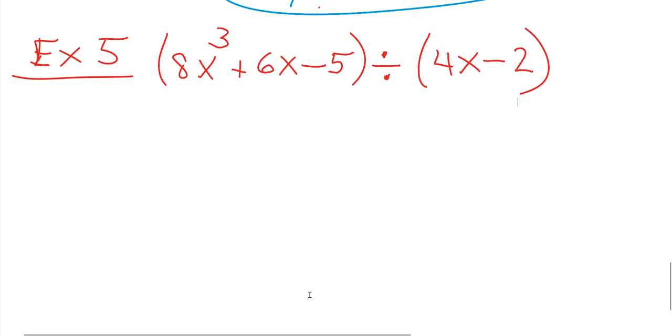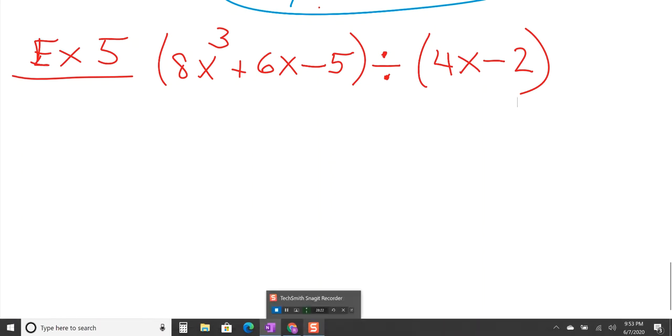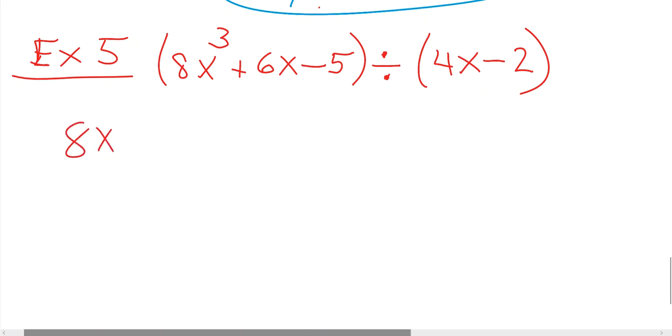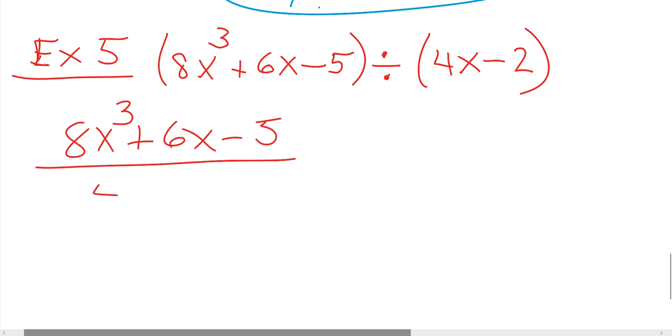So here is example number 5. We're going to take this trinomial, 8x cubed, no it's not squared, it's x cubed, 8x cubed plus 6x minus 5. We're dividing that by 4x minus 2. So the first thing we're going to do is to write it as a fraction. I'm going to write it like this: 8x cubed plus 6x minus 5, and I'm going to divide all of this by 4x minus 2.